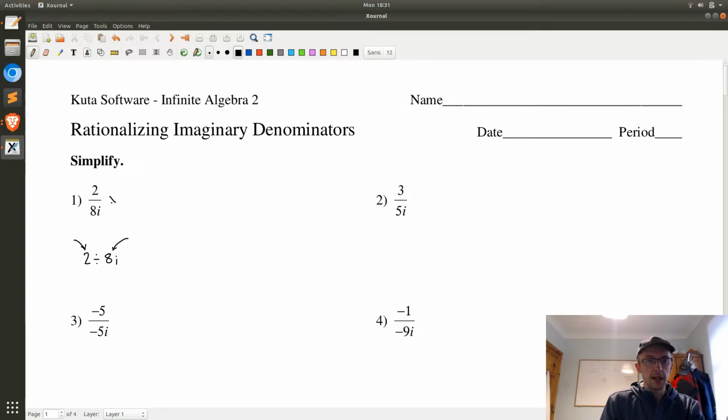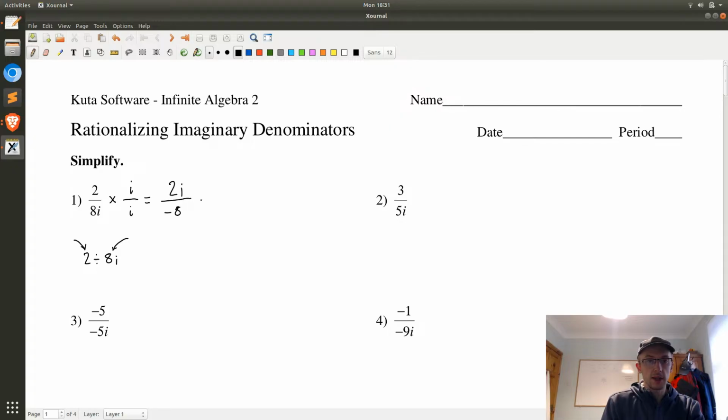We multiply by 1. 1? But won't that leave it unchanged? We multiply by a fancy version of 1. Perhaps you've seen this trick before. We multiply by i over i. And the result of me doing this will be 2i on the top. And what on the bottom? 8i squared. Well, i squared is -1, so -8.